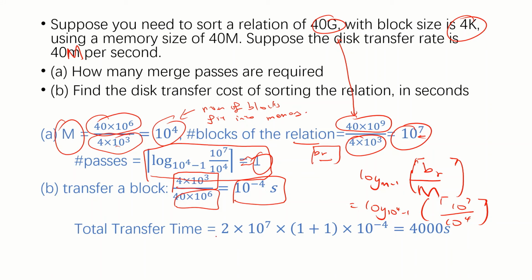Finally, we know that the following is 2 times BR times the number of paths, which is 1, plus my run creation times 10 to the power of minus 4, which is the time it takes for me to transfer a block. And if I were to multiply all these out, it will give me 4,000 seconds. Okay, if this is fine, let's go on with another example.